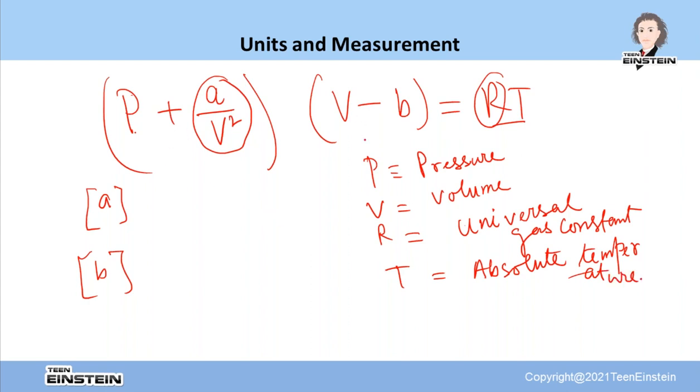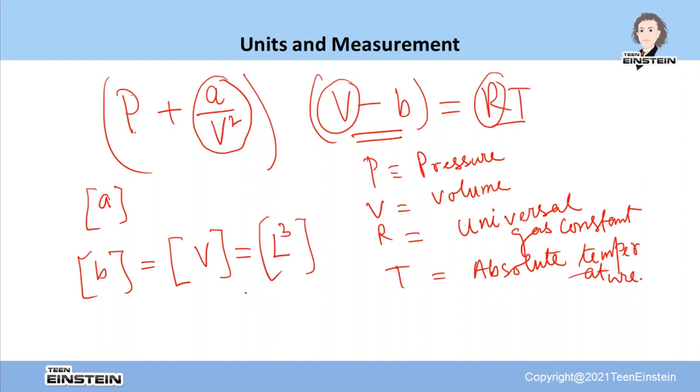So here you have to find out the dimension of B. The dimension of B is very simple because it is actually subtracted from the volume. We have learned that any subtraction or addition can be done for quantities which have similar dimensions. So this B will have the dimension of volume itself. Dimension of volume means L to the power 3.